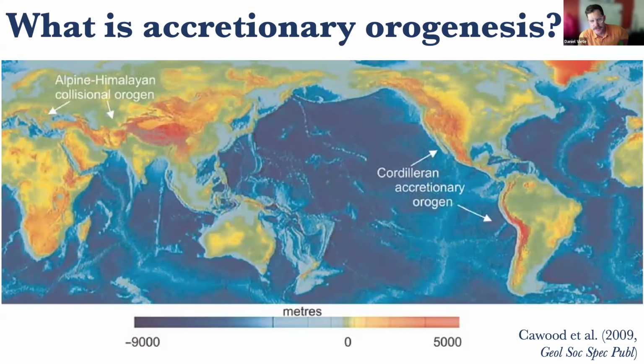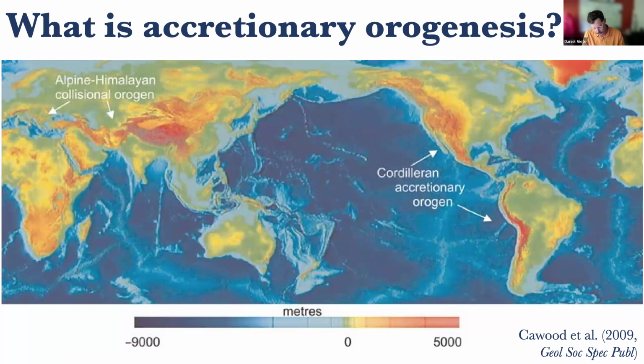So what is accretionary orogenesis? This is a figure from the 2009 paper from Cawood et al., which was a review of accretionary orogenesis through time. You can see here that Cawood et al. pointed out on the east side of the Pacific, we have Cordilleran accretionary orogenesis, and then they called the Alpine-Himalayan orogen a collisional orogen.